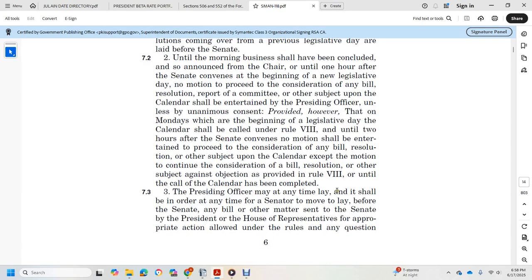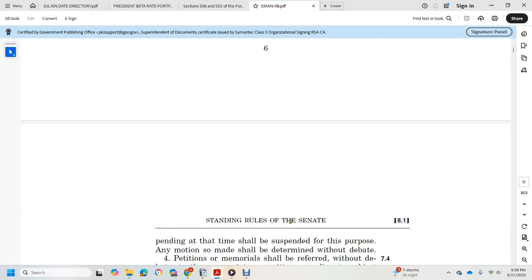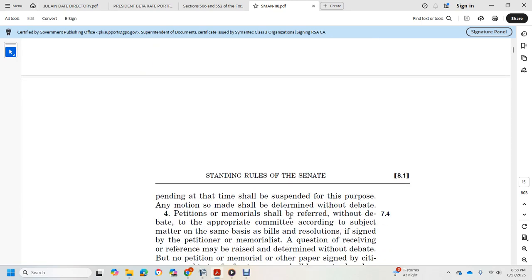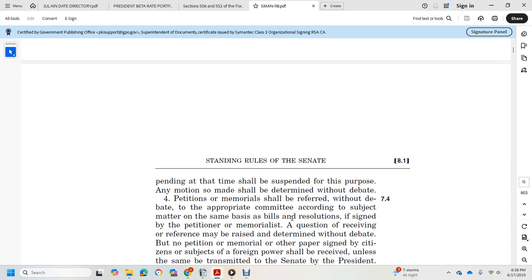The presiding officer may at any time lay, or it shall be in order at any time for a senator to move to lay, before the Senate any bill or other matter sent to the Senate by the President or the House of Representatives for appropriate action allowed under the rules, and any question pending at the time shall be suspended for the purpose. Any motion so made shall be determined without debate.